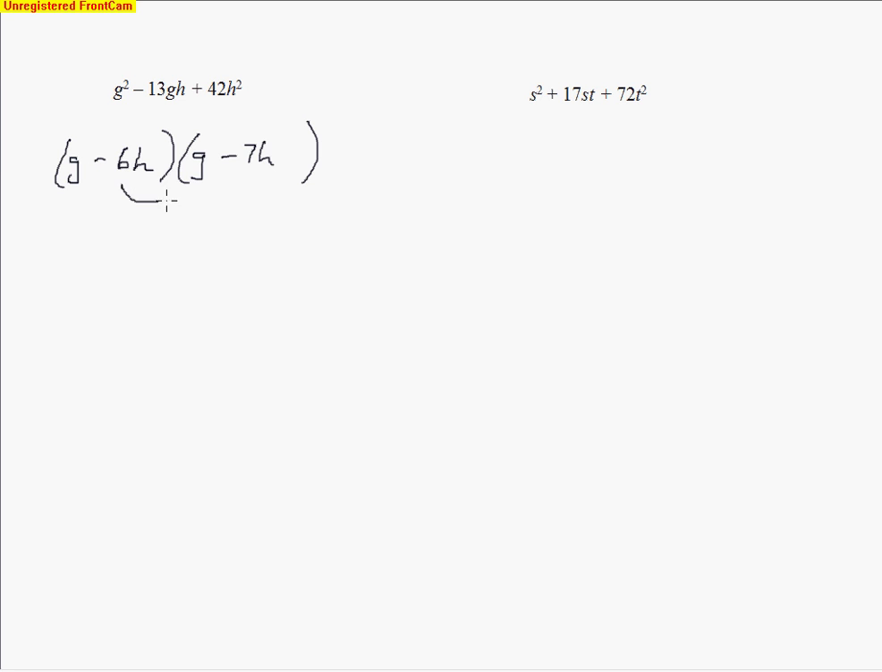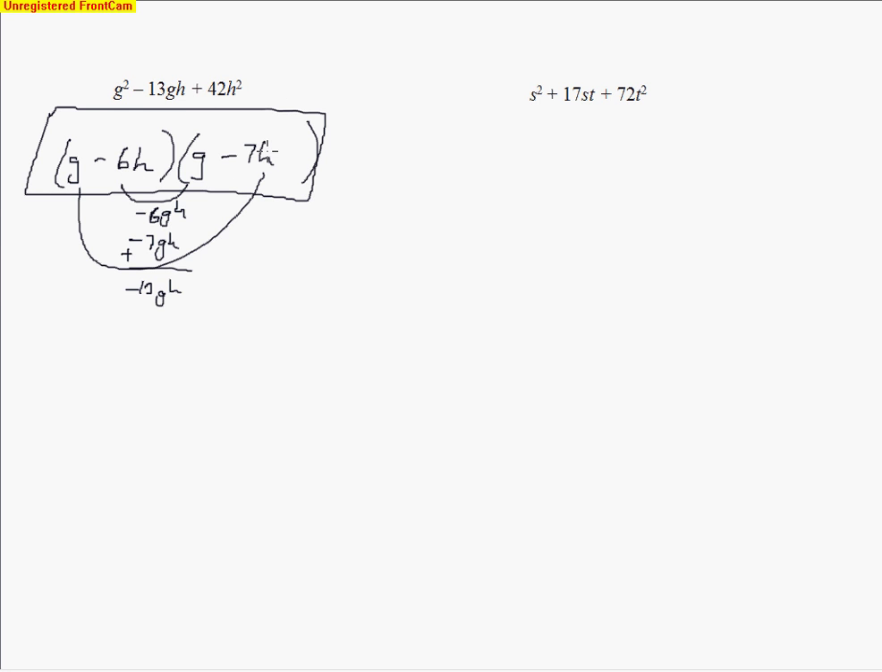Let's check and see if the outside and inside terms add to make negative 13. hg, or gh. So this makes negative 6gh, and this makes negative 7gh. And those two do add to make negative 13gh. So it does work out, and that would be our answer. So that's the difference here, is that you're going to have that extra variable involved in the problem.